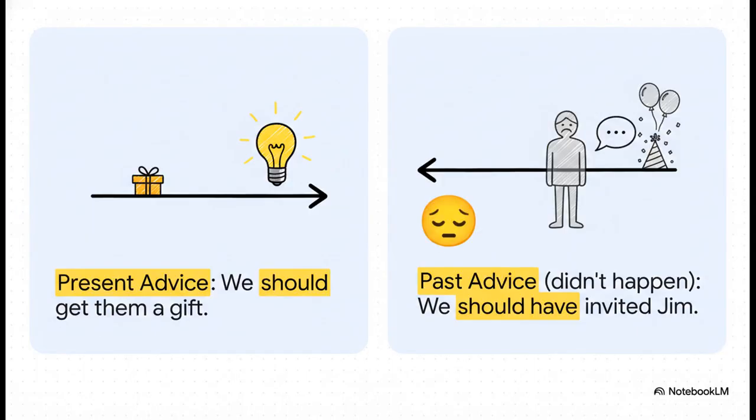Here's another really key point. When you're giving advice for right now or for the future, you just use a simple modal like should. But when you're looking back at the past and you're talking about something that was a good idea, but whoops, it didn't happen, that's when you use should have. We should have invited Jim carries this little bit of regret, this feeling that we missed an opportunity.